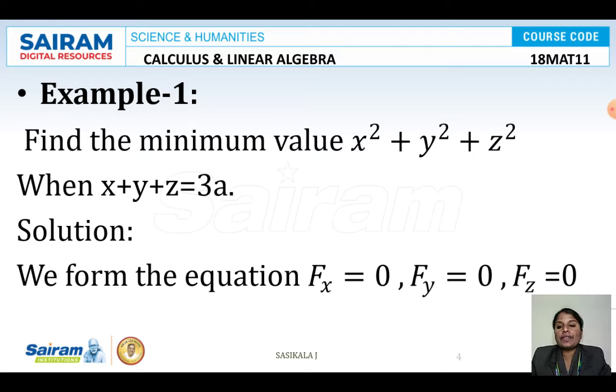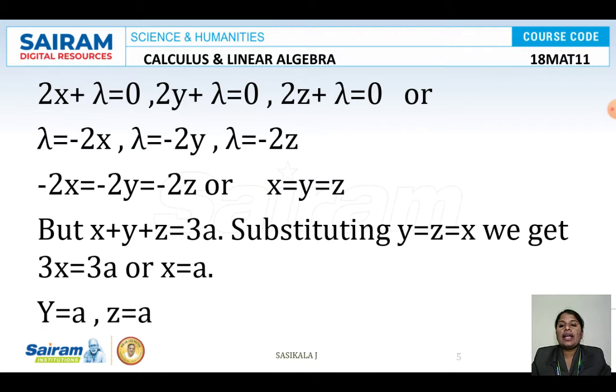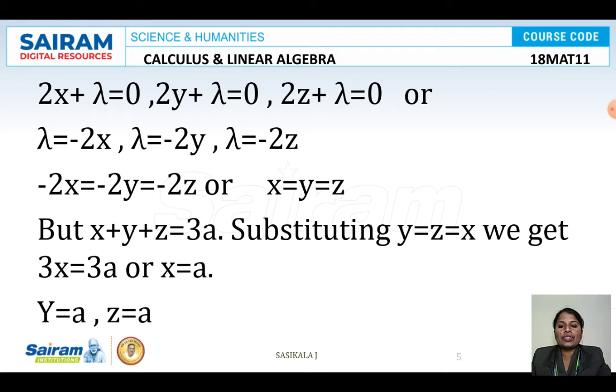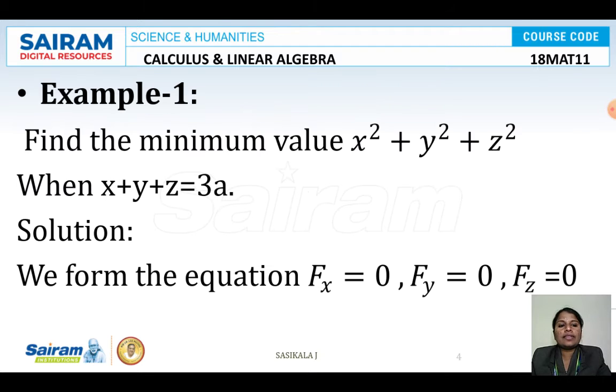First example: find the minimum value of x squared plus y squared plus z squared when x plus y plus z is equal to 3a. So the solution: first we form the equations as per the steps, Fx equal to 0, Fy equal to 0, Fz equal to 0 from the auxiliary equation. So first we'll write the auxiliary equation.